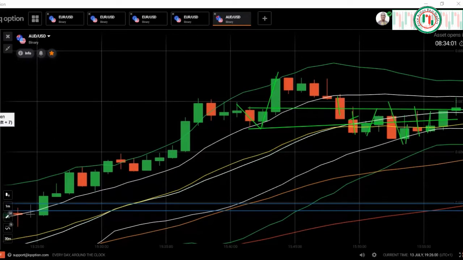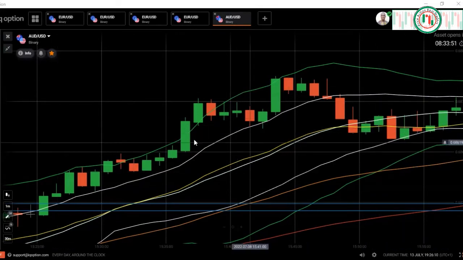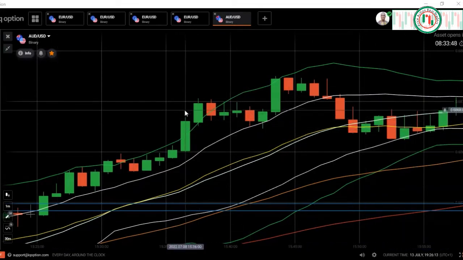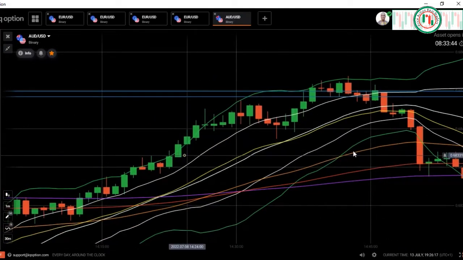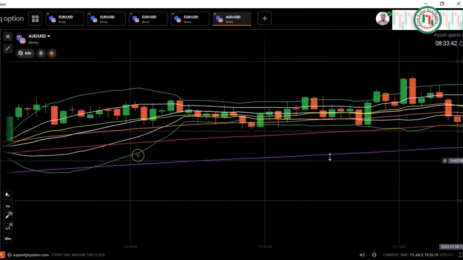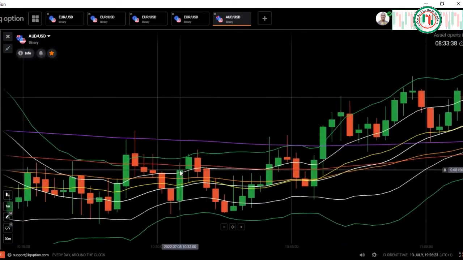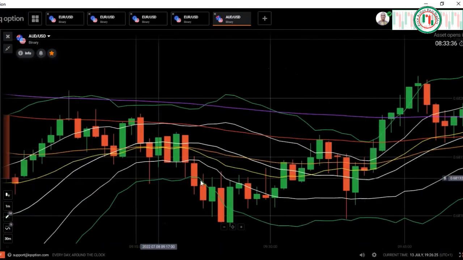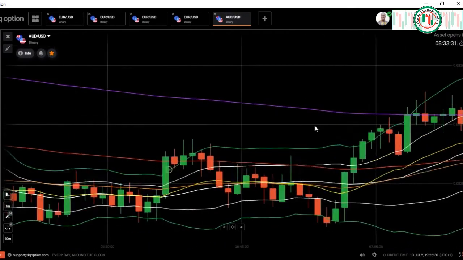So if you can identify, especially if you know running candle, it will be very, very easier for you to trade. If you know how to read running candle, it's very, very simple for you to trade. You can trade as many times as possible in one zone if you know running candle.